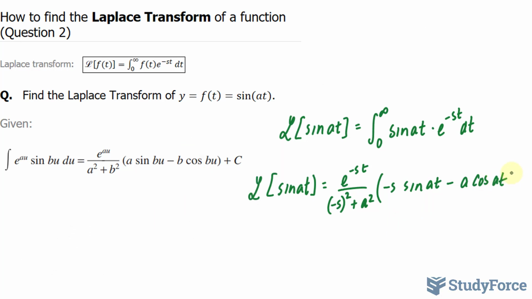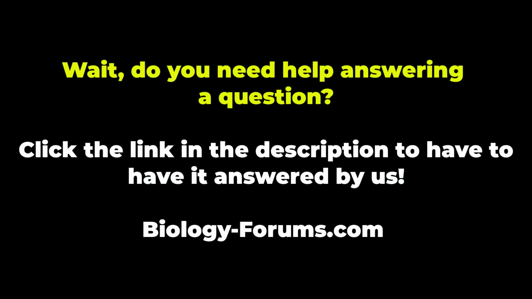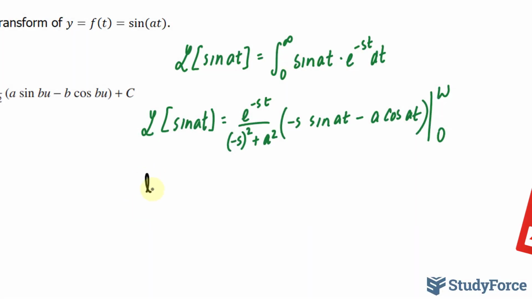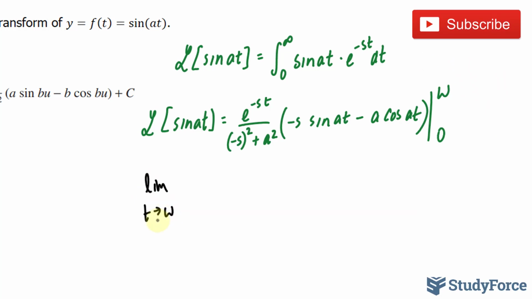at. Now instead of putting this constant c, we don't need to do that because this is being integrated between 0 and infinity. But we can't use infinity because it's an improper integral and it won't make sense. So instead of infinity, I'll use another letter. Let's call that letter w, and 0, our lower bound. Let's start by taking the limit of this equation where t approaches w. And remember, w is equal to infinity.